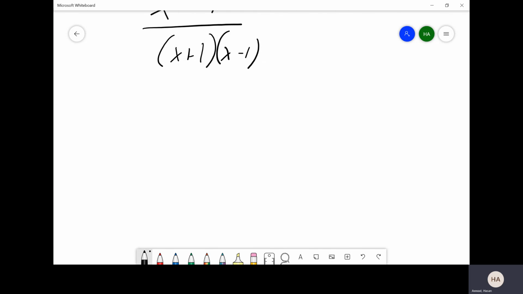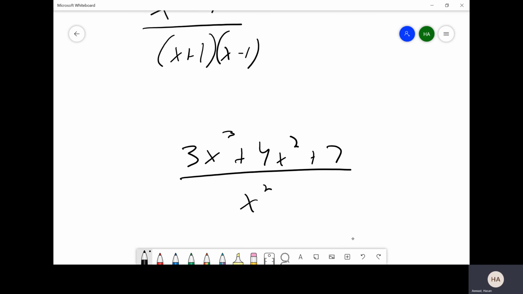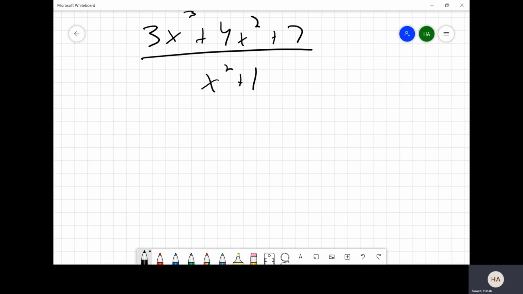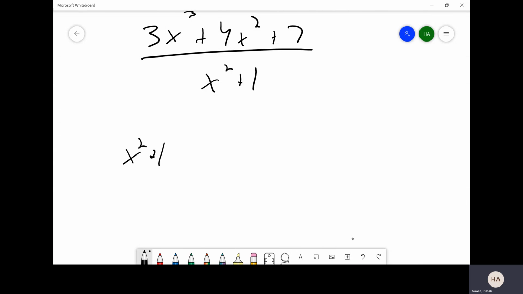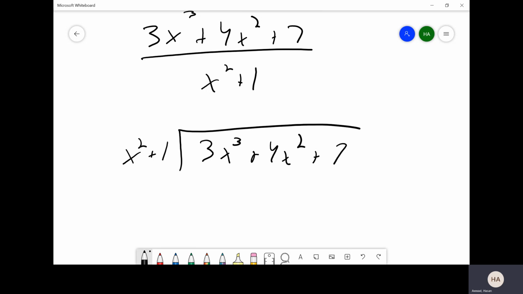So let's do an example here where we have 3x cubed plus 4x squared plus 7. And I want to divide this by x squared plus 1. Okay, so the idea here is, well, you set this up the same way. You have x squared plus 1 outside the box, and then inside the box, you have 3x cubed plus 4x squared plus 7. Okay? You play the same game. Just because this is a square does not change anything.